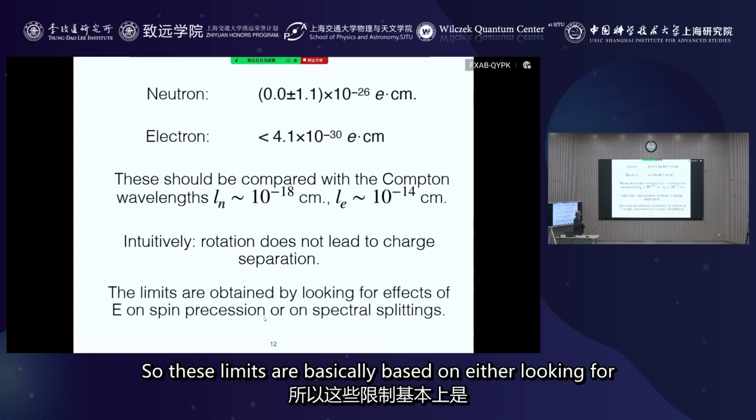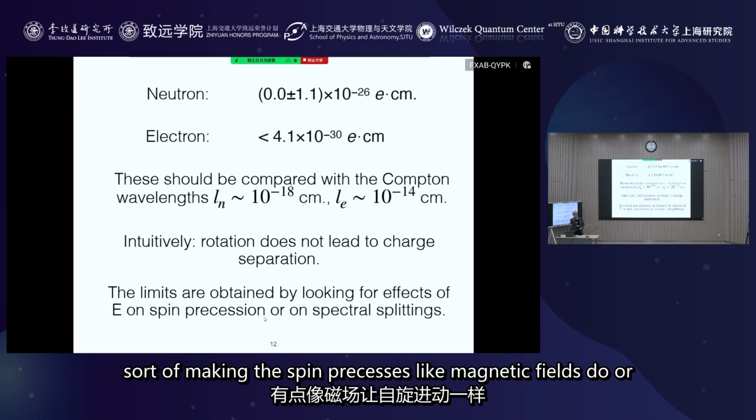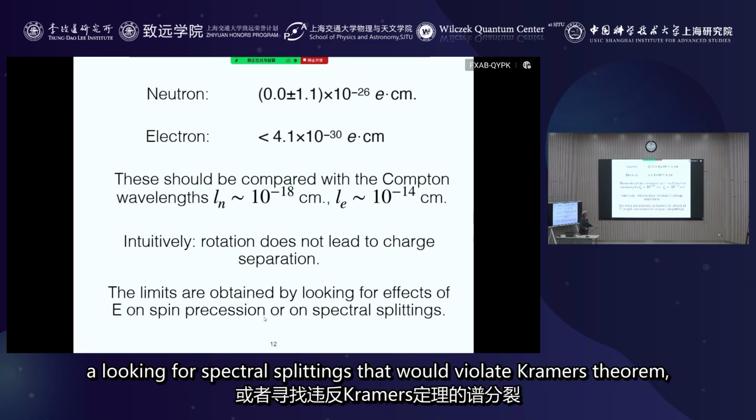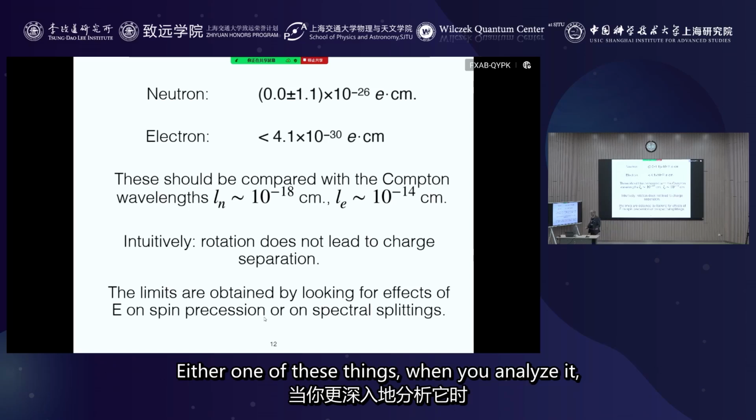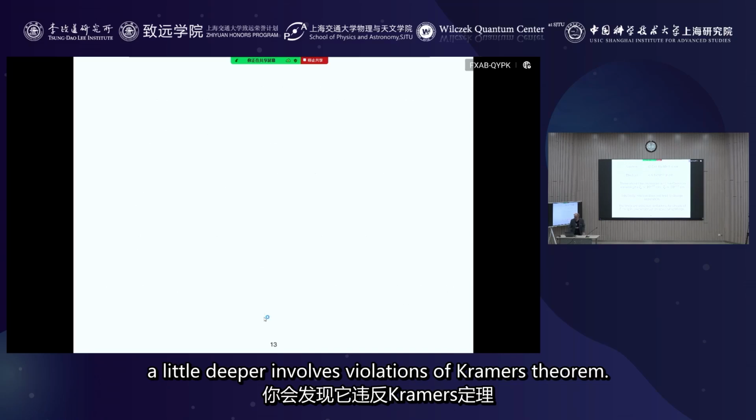These limits are basically based on either looking for precession effects induced by electric fields, sort of making the spin precess like magnetic fields do, or looking for spectral splittings that would violate Kramers' theorem. So either one of these things, when you analyze it a little deeper, involves violations of Kramers' theorem.